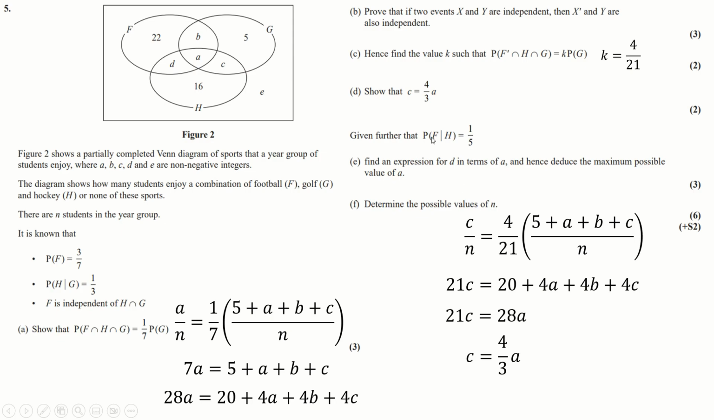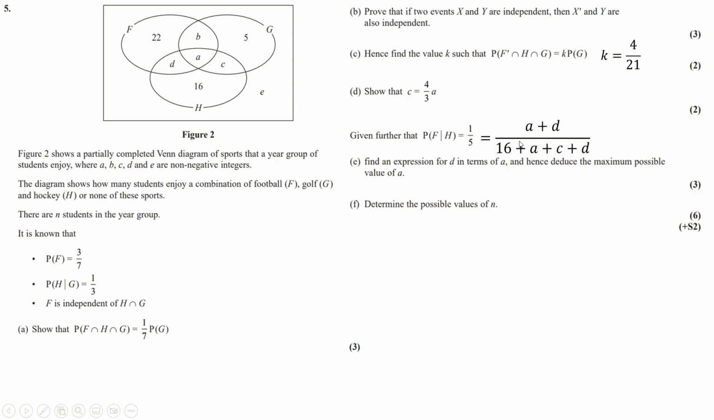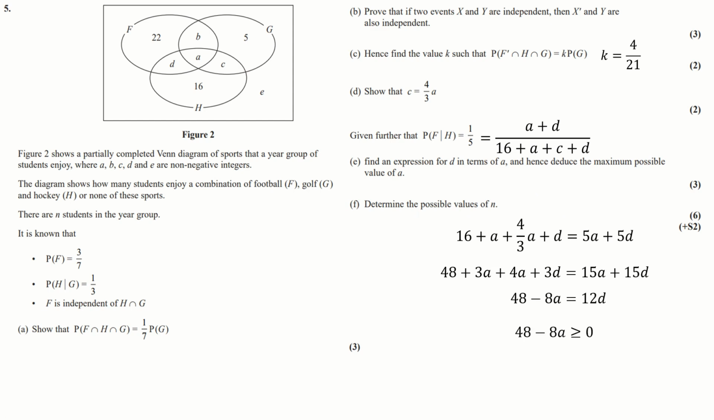Given further, the probability of F given H is 1/5. Well, the probability of F given H is D plus A over A plus D plus C plus 16. So okay, that's apparently equal to 1/5. Find an expression for D in terms of A. Well, that should be fine because I can just replace C with 4/3 A and cross multiply, and then I just have things in A's and D's. So that's very easy for me to work out. So we end up with this. I guess I probably should have, before I ran off this line, written D equals (48 minus 8A) over 12, but whatever. Just imagine I wrote that here.